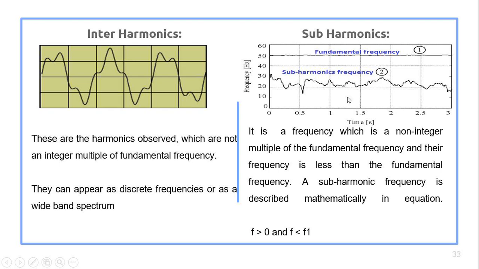These are subharmonics. Subharmonics come under 0 to 50 Hertz. They are at a frequency which is a non-integer multiple of the fundamental frequency, and their frequency is less than the fundamental frequency. When your harmonics come below 50 Hertz, then it is known as a subharmonic frequency.